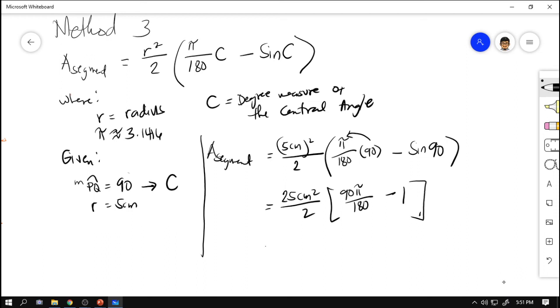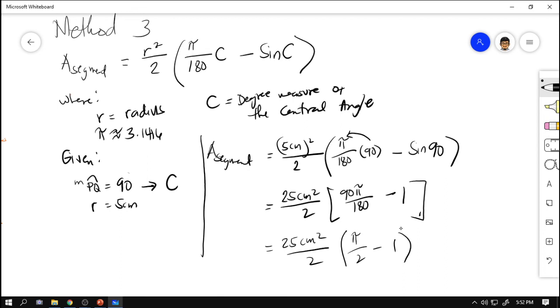Next. 25 cm squared over 2. 90 over 180. So, can be both divisible by 90. 90 divided by 90 is 1. And 180 divided by 90 is 2. So, meron kang pi over 2 minus 1. Okay? 90 pi over 180, that is also equivalent to pi over 2.